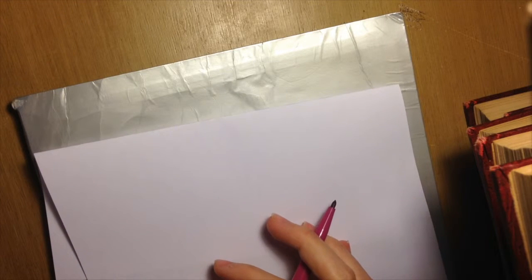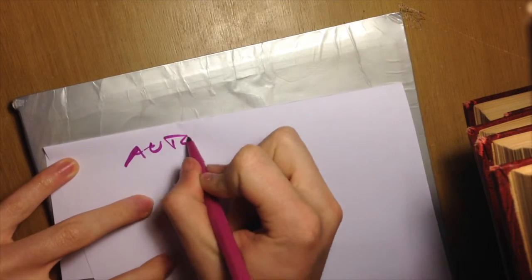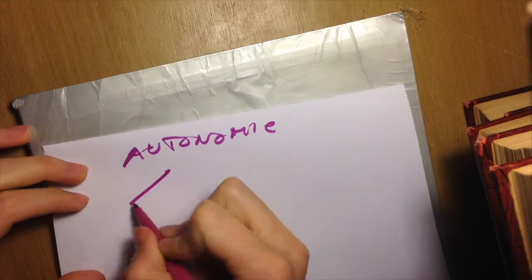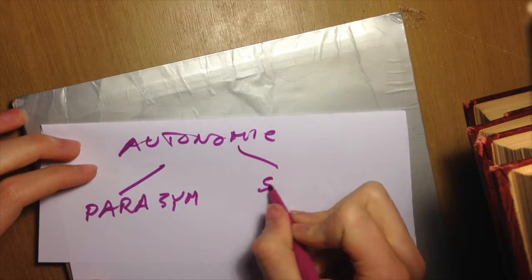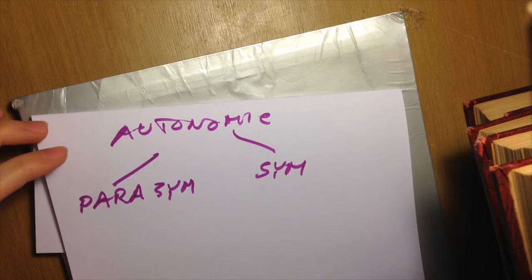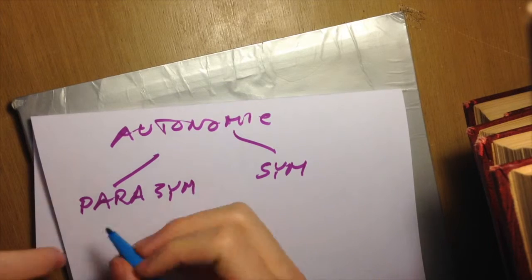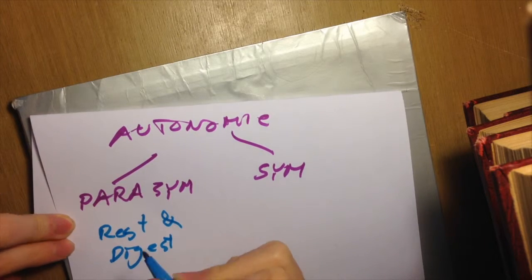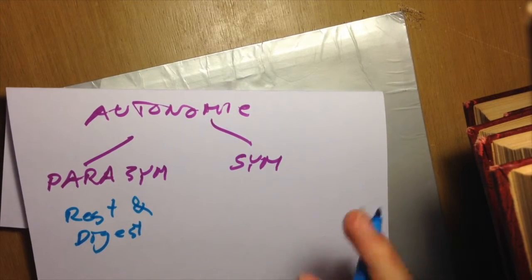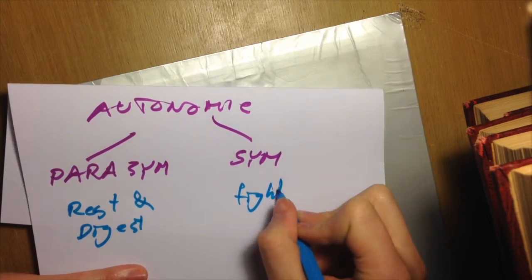And there comes another division. The autonomic nervous system can be branched into the parasympathetic division and the sympathetic division. Autonomic, parasympathetic, and sympathetic. The parasympathetic division promotes the act of rest and digest. On the other hand, the sympathetic nervous system prepares organs for stressful fight or flight.